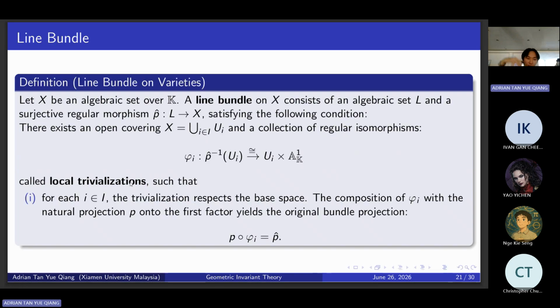So if we generalize it more, following the idea of how we linearize the action of a projective variety to an affine cone, we generalize it more. So now let X be any variety.